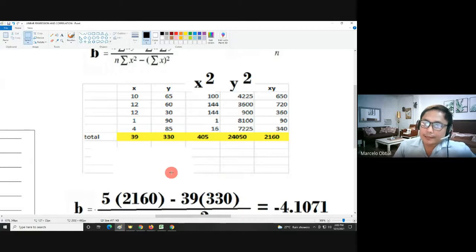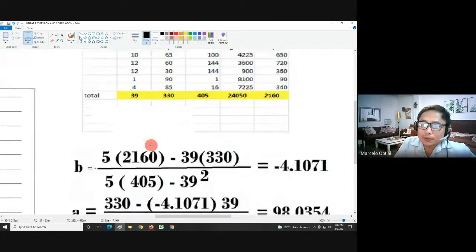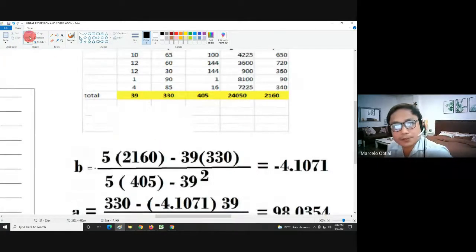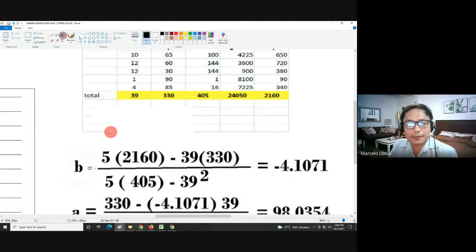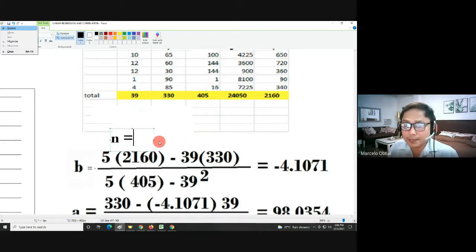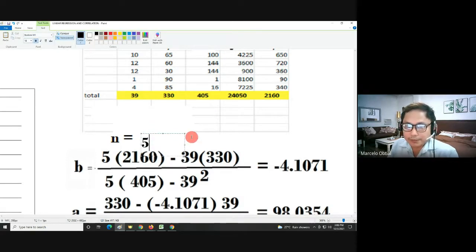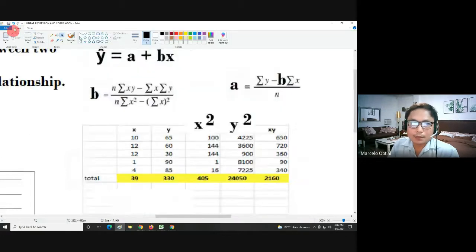Okay, so after that, meron na itong answer dito. Pwede mo na siyang i-substitute dito sa formula. Now, your n is equal to 5. Why 5, sir? Because there are 5 students involved in the survey. In short, there are 5 pairs of XY. So, just substitute sa formula. Ito yung formula.